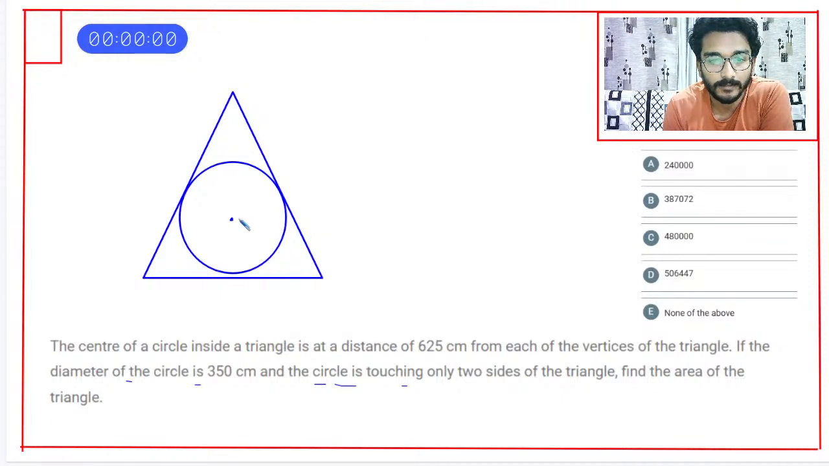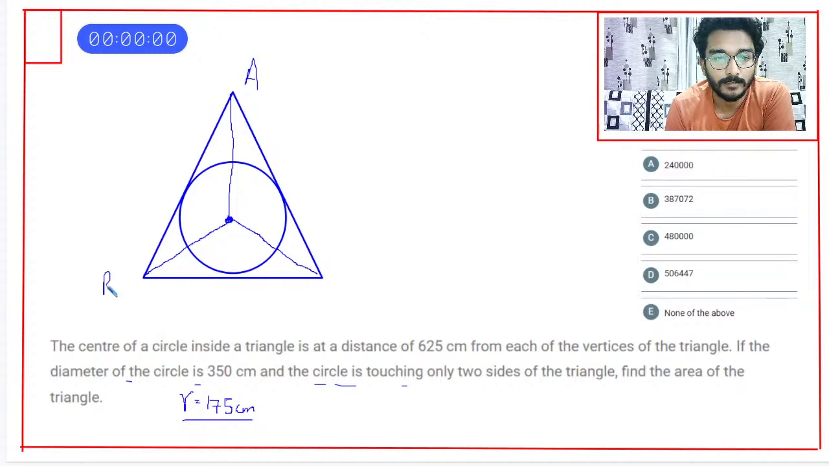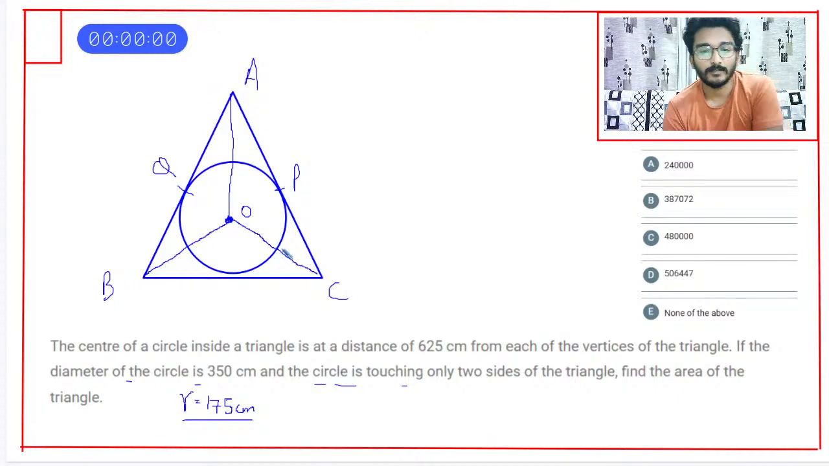So this is the center. The diameter is given. This is our radius. These are our radiuses. The radius is 175. So let's say it is A, B, C, O, P, Q. Okay, there is R also. And R is not on the circle. We know this fundamental: this is 90 degrees. This is 90.